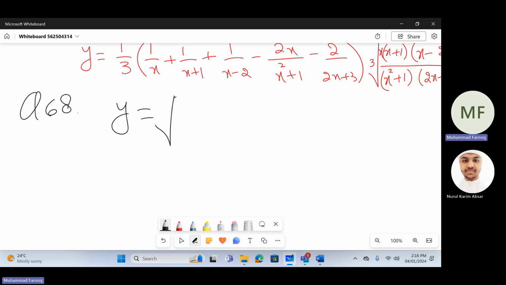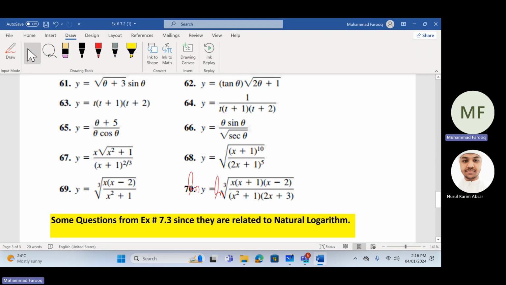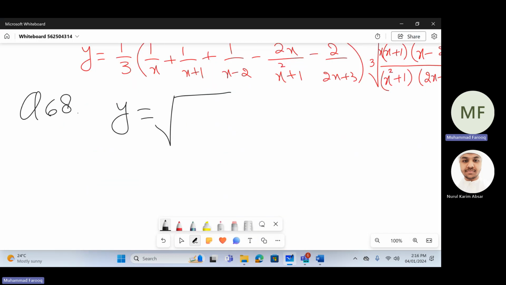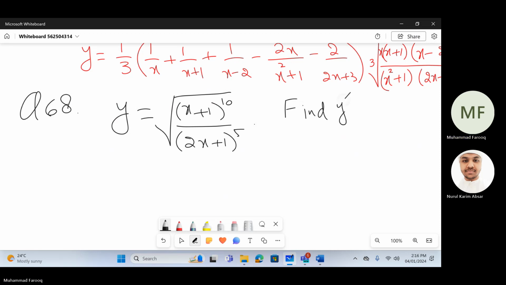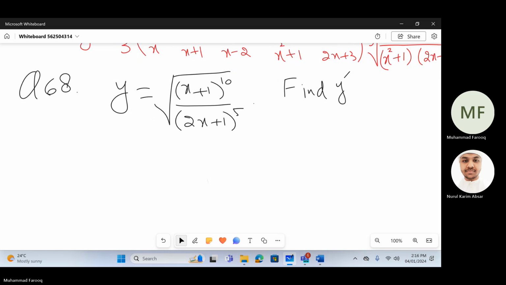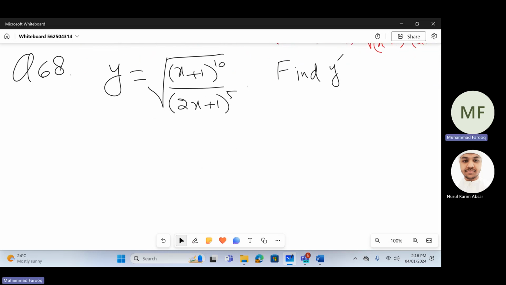Y is equal to square root of (x plus 1) power 10 divided by (2x plus 1) power 5. Okay, and the objective is to find y prime. Please try yourself first. Good. And then we can work together.